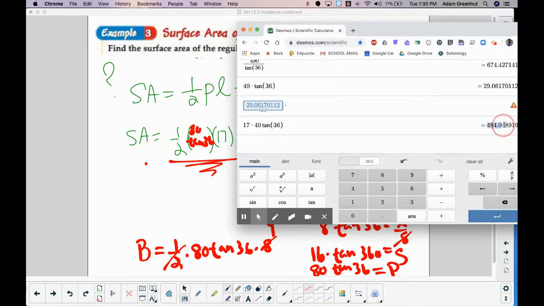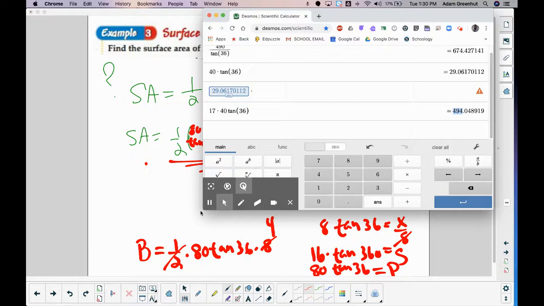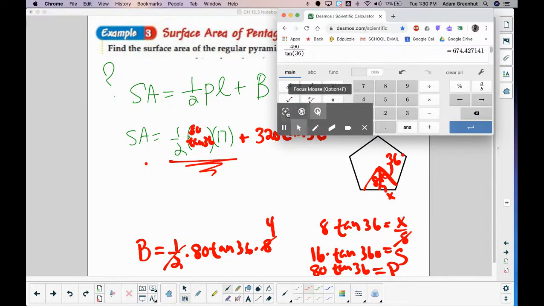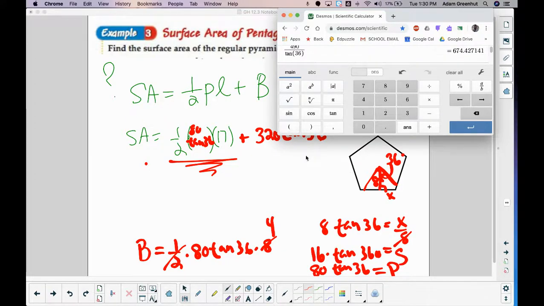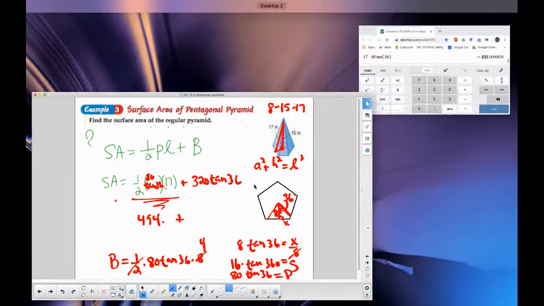This 494 represents my lateral area, and then I'm going to add 320 tan 36. So maybe struggling with this here. Aha, there was my parentheses all along. All right, so the 670, let's see. This 494 represents my lateral area, and I guess I can write that in. 494 point whatever plus 320 tan 36.